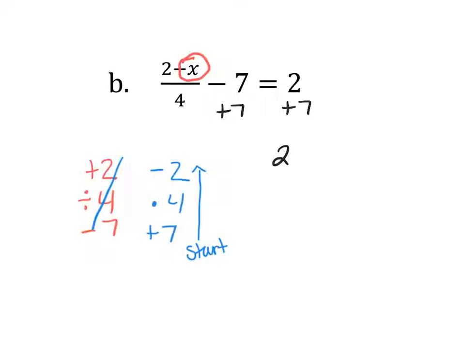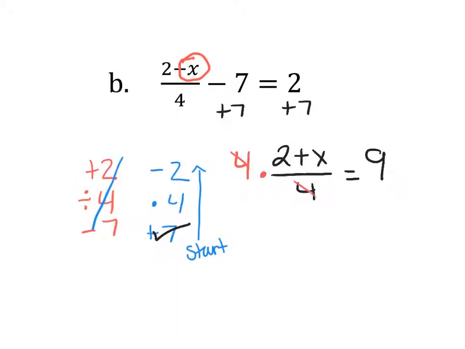So then we're left with 2 plus x over 4. And then the 2 and the 7, we can add those together. They're like terms. So 2 plus 7 gives us 9. So we did our adding 7. Next we will multiply by 4 on both sides.